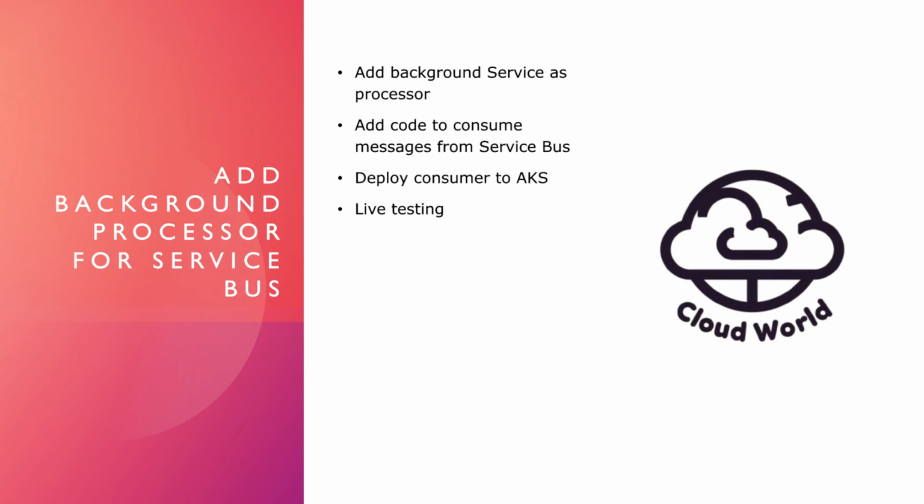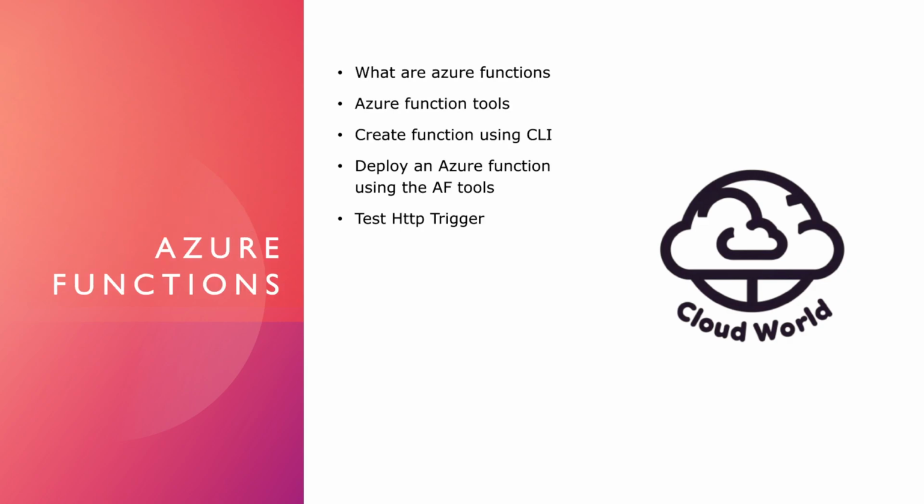In this session, we are going to be creating a background service which is going to consume those services, and we are going to follow the same thing. We are going to deploy the image into the ACR. We are going to be creating the YAML files, and after that, we are going to be deploying this background service into the AKS cluster, which is going to consume our messages, and we are going to do a live testing of those resources.